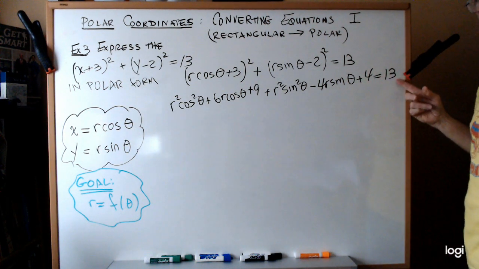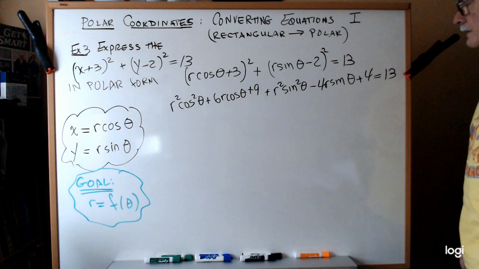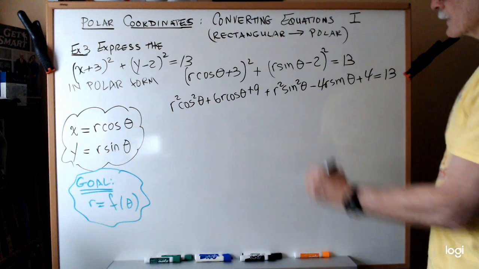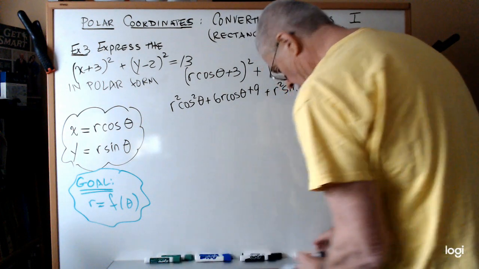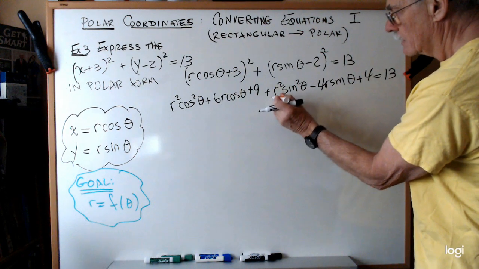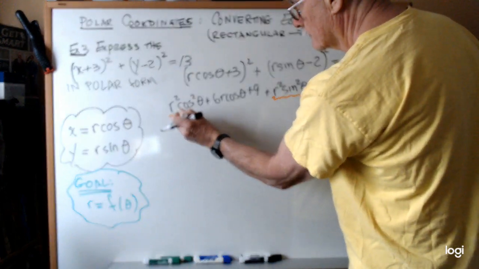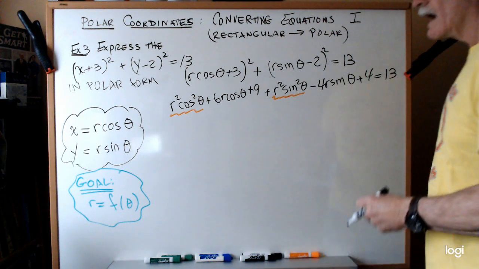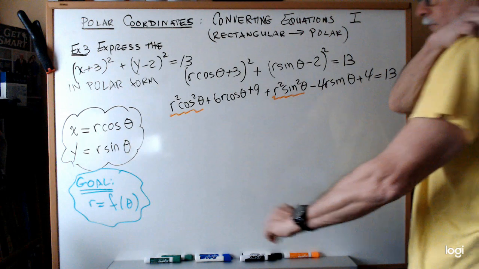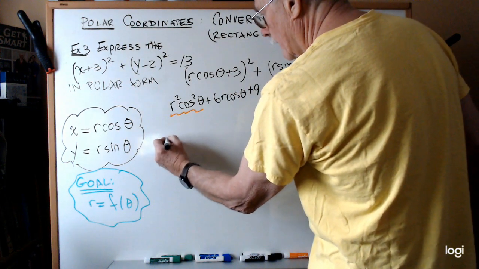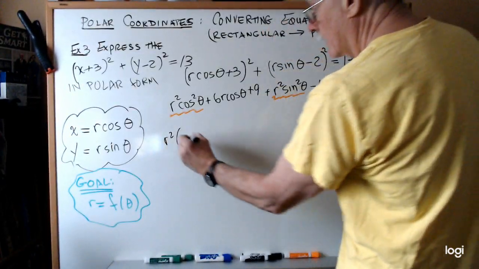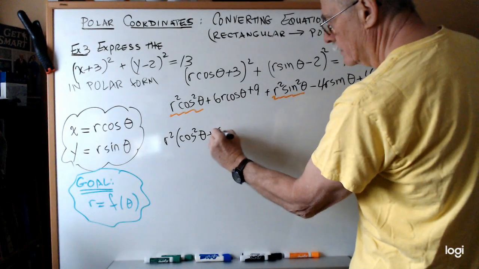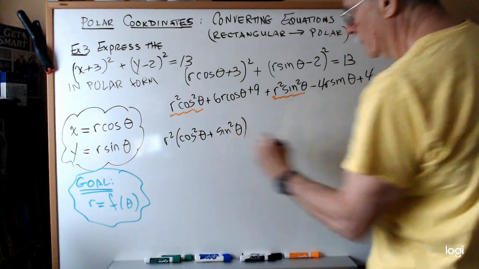Notice how I cleverly planned this out to meet the edge of the board. Would have been nice if it was horizontal, but that's life. Okay, now here's where it pays to understand patterns. If you take a look at this term and this term, you're going to notice that they have a common factor of r squared. So I can factor out the r squared, and I get cosine squared theta plus, over here, sine squared theta.